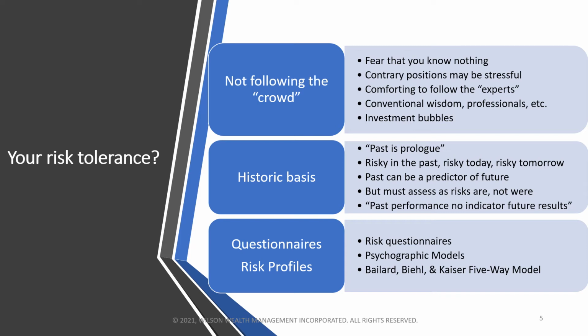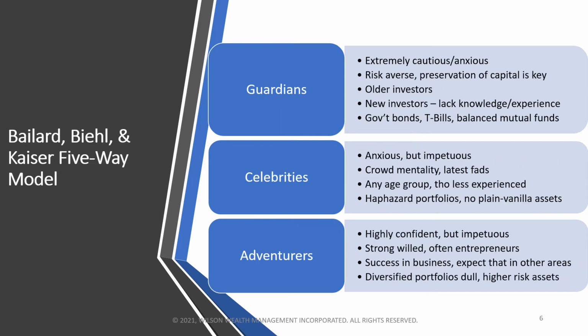The other thing that you'll see out there are risk profiles. And the one I have listed here is the Bailard, Biehl, and Kaiser Five-Way Model. I just want to go through that quickly, hopefully quickly, so that we can see what that is all about. The psychographics models, the investor profiles. So these also help determine one's risk profile.